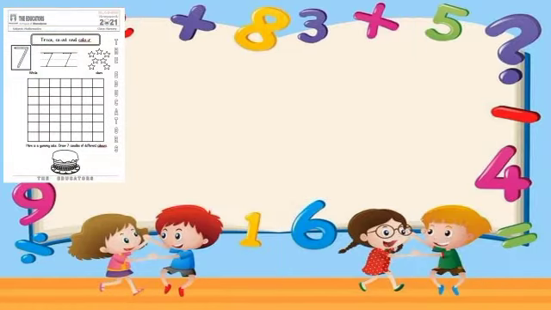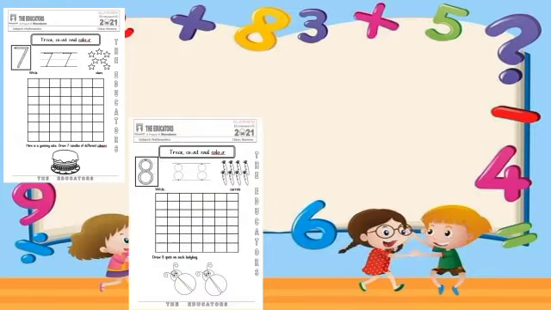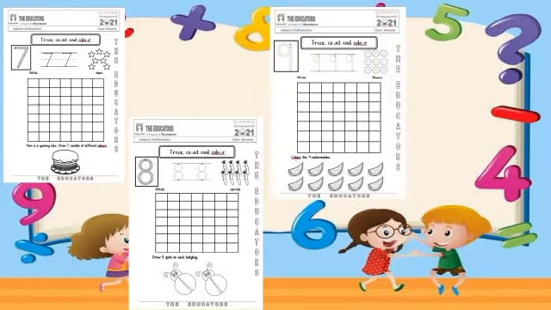On page number 9, trace and write number 7 and draw 7 candles of different colors on the cake. On page number 10, trace and write number 8 and draw 8 spots on each ladybug. On page number 11, trace and write number 9 and color 9 watermelons below.